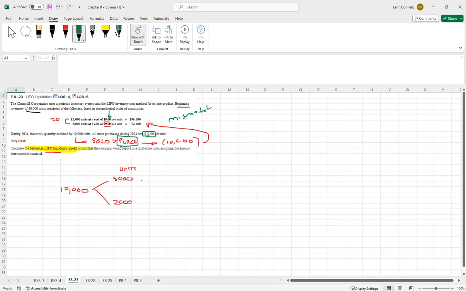So we know the units. Now we have to think of the mismatch. We're going to multiply that times the difference. The current price, or what we paid, was 12, but the 8,000 units only cost us $9, so there's a $3 mismatch there. And for the other 2,000 units, we use that 12 again, and from that pile it cost us $8, so there's a $4 mismatch.